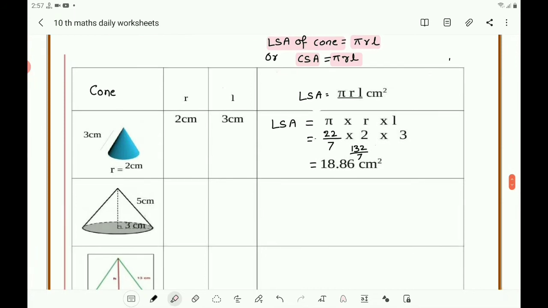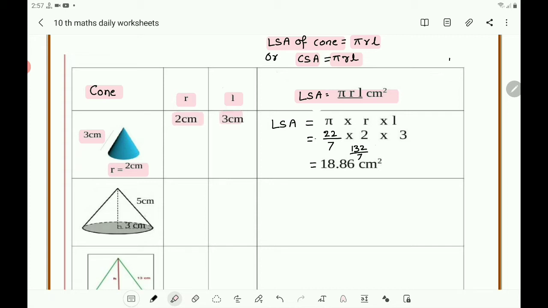Now complete the table. In this column cones are there, in this column radius is given, and next slant height L is given, and in the next column find the lateral surface area of the cone by using the formula LSA equals pi into R into L. First cone, here R equals 2 cm and L equals 3 cm. You take R is 2 cm, L is 3 cm.